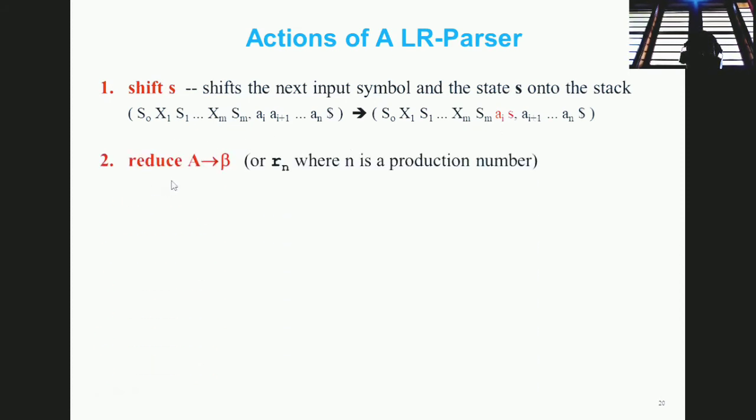When it comes to reduce, you know that reduce will pop elements from the stack. So what it does is it pops 2 times beta. For example, if the production is of type A tends to beta, we are popping 2 times the size of beta. Why are we popping 2 times the size of beta? Because for every symbol, we are pushing the symbol as well as the state. If my beta is 1 symbol, I have pushed the symbol as well as the state also.